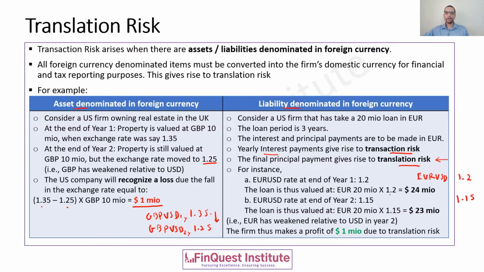Now, because the euro has weakened, that is of benefit to the US company because of this FX movement. And because of this, it is going to report a profit of $1 million on its position. If we see, the loan valuation has dropped: the initial loan valuation at the end of year one was 24 million, which has dropped to 23 million. So the US firm is benefiting by $1 million because of this exchange rate movement, and that's why it will recognize a profit of $1 million due to translation risk. And this is how we can study assets and liabilities which are denominated in a foreign currency. This helps us get further insights into the idea of translation risk.